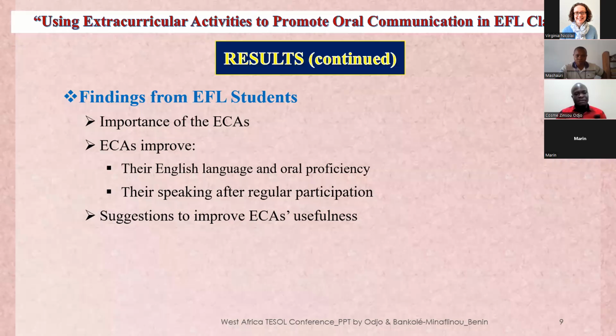It also helped them to improve their speaking after regular participation. This means that when students do not participate regularly in extracurricular activities, they cannot really improve their speaking. And finally, they made some suggestions to improve the usefulness of extracurricular activities.